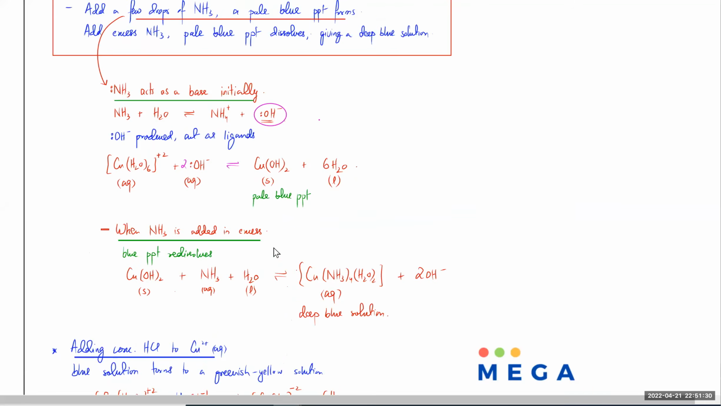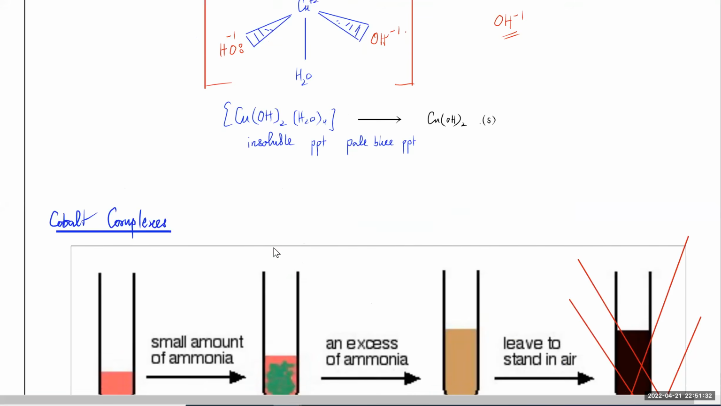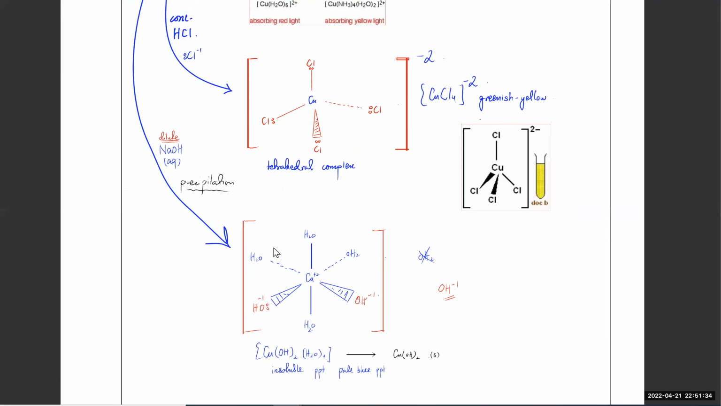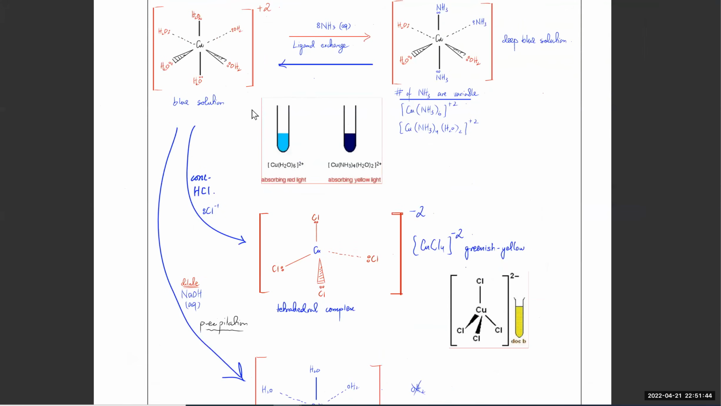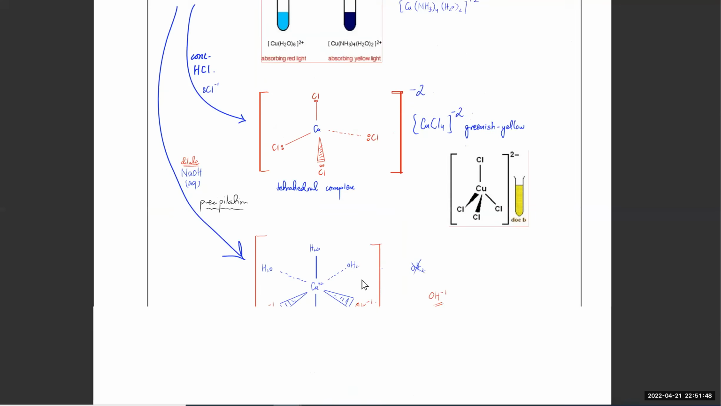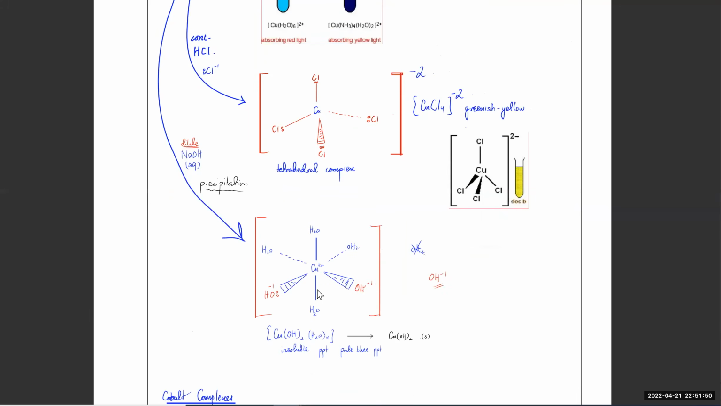Then they're basically going to ask you to write explanations for these 4 reactions. You just have to give equations: if you have copper with 6 water molecules, you add NH3, this happens. You add concentrated HCl, this happens. You add OH ions, this happens.